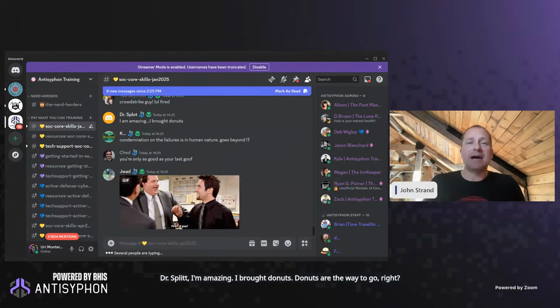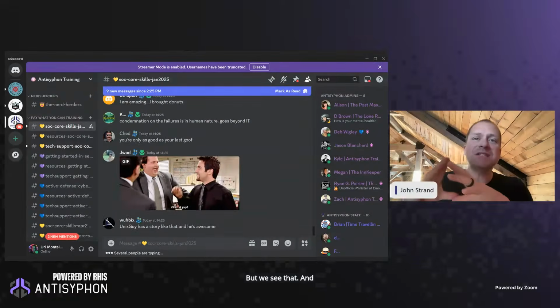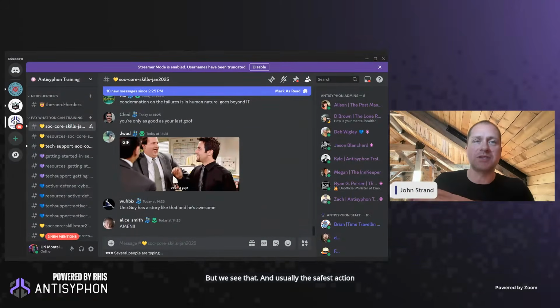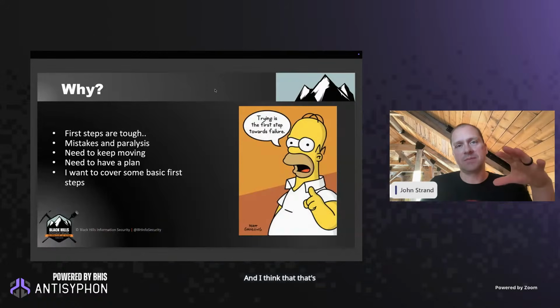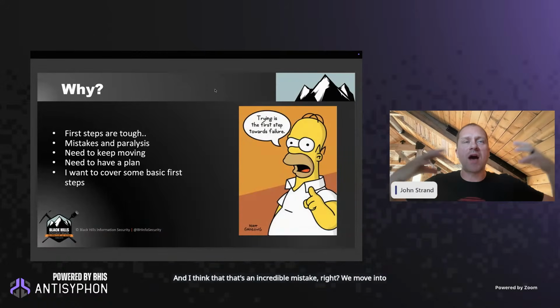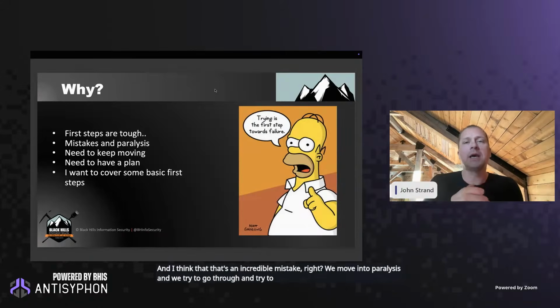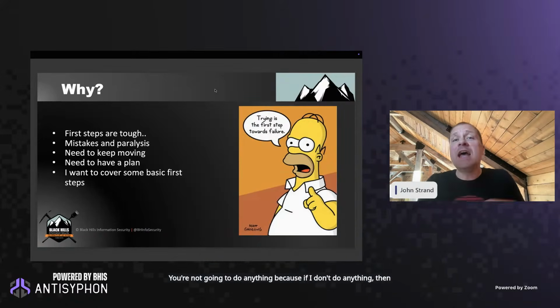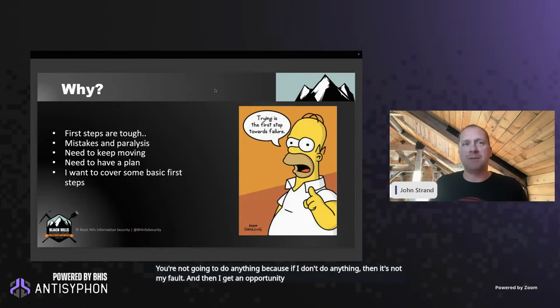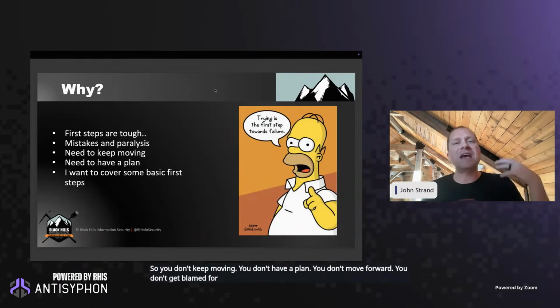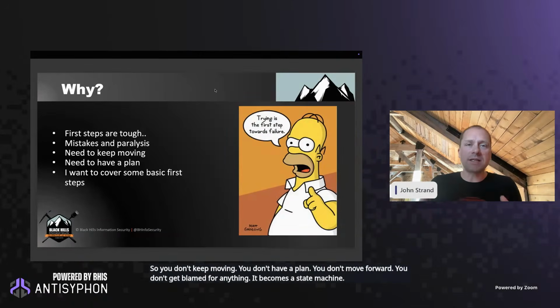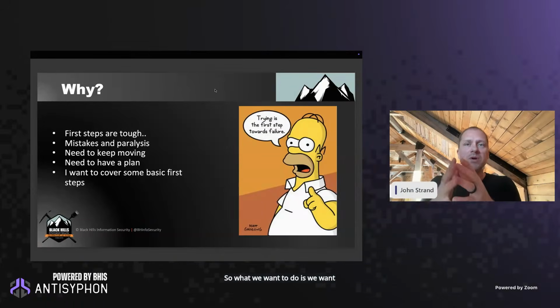But we see that. And usually the safest action in IT in many organizations is no action at all. And I think that's an incredible mistake, right? We move into paralysis and say, okay, you're not going to do anything, because if I don't do anything, then it's not my fault. And then I get an opportunity to blame other people, right? So you don't keep moving, you don't have a plan, you don't move forward, you don't get blamed for anything. It becomes a state machine. So what we want to do is equip you with the first few steps.